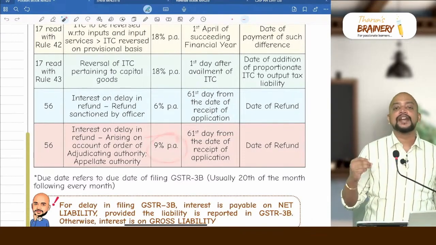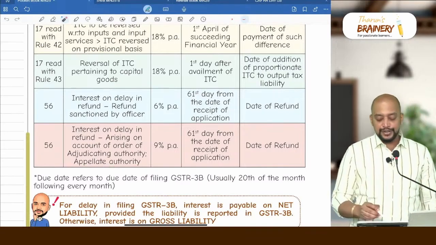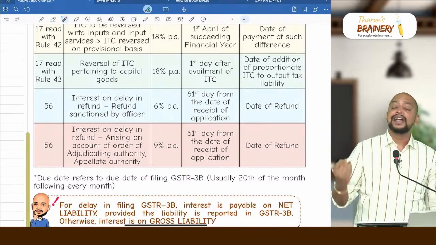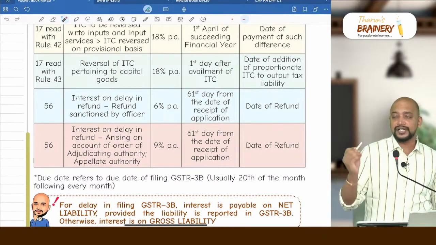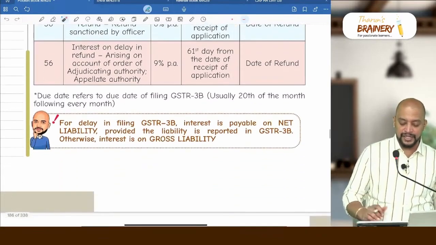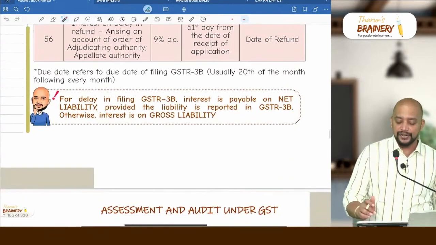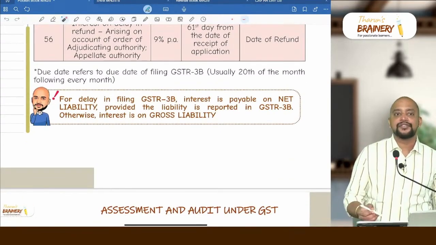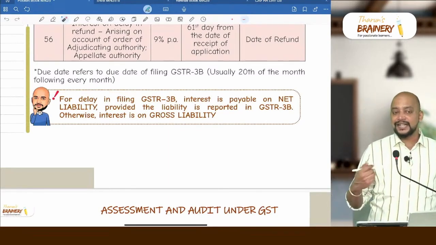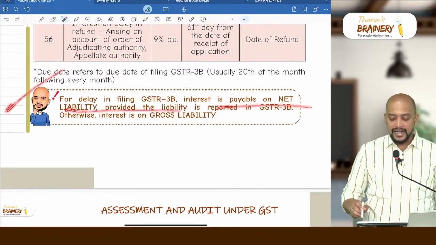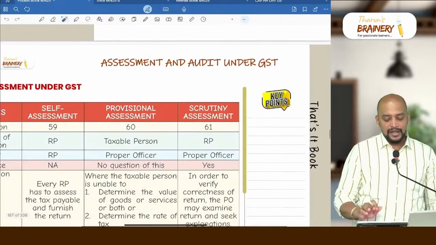That's the reason why we took 9% in case of pre-deposit, because that refund is arising on account of appellate authority. So 9% per annum should be taken for pre-deposit, and for the pre-deposit interest, the 60 days is not applicable. It will be from the date of pre-deposit till the date of grant of refund of pre-deposit. And here they are telling first date after due date. So what is the due date? Due date will be the due date of filing 3B. What is the due date of filing 3B? Usually 20th of the month following every month. And if there is any delay in filing 3B, interest is payable on net liability, provided the liability is reported in 3B, otherwise interest is on gross liability.